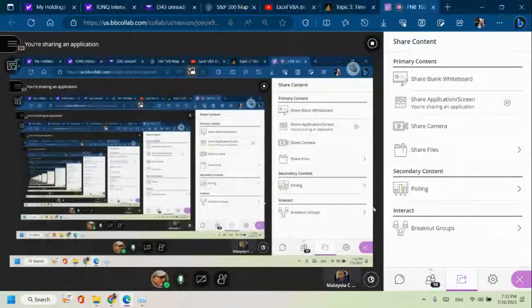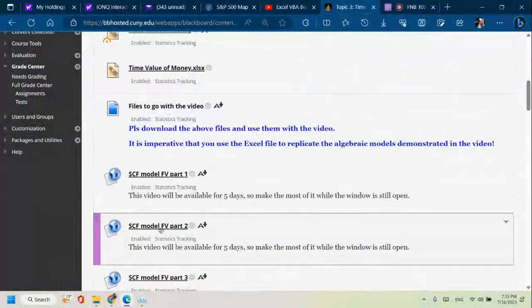All righty. So we're moving on to the single cash flow model, future value, part 2.